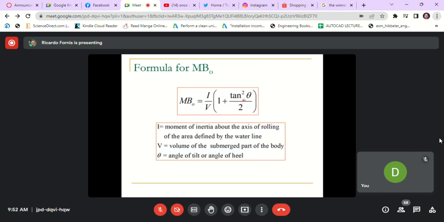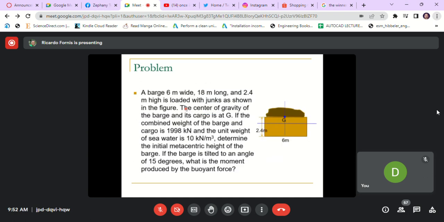In most cases, the value theta is relatively small. So if this is small, then this one will disappear. And if that's the case, the MBO is calculated as I over V. So a hint: you can use I over V if the question is, what is the initial metacentric height, things like that. Anyway, I will also present a sample.